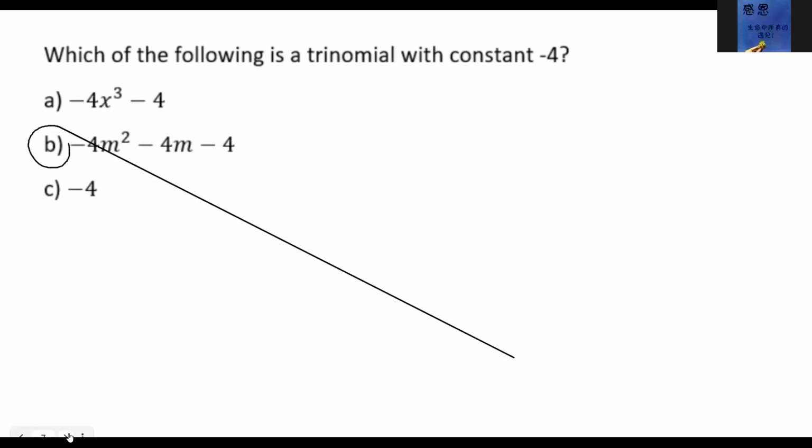Look, B is the only one that is a trinomial for starters. And here is my constant. A constant is a term that doesn't have a variable. It's just a number, okay? And we call it a constant because -4 will remain -4 always. It never changes. It doesn't vary. It's always -4.